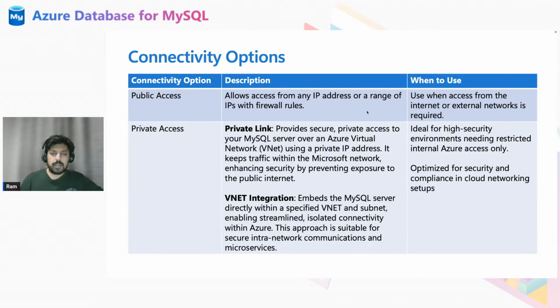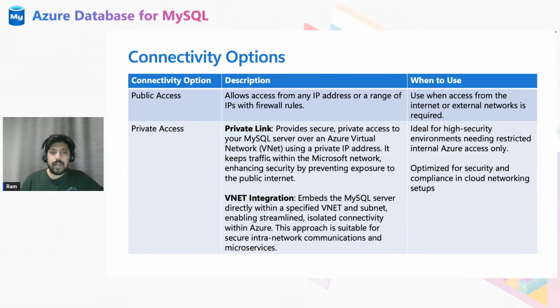You enable public access when you want to access your database from the internet, or when access from the internet or external networks is required. And so you will have to expose public access to your database. And this is the overall public access connectivity option that you have.